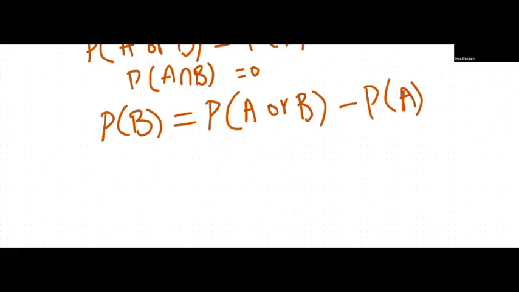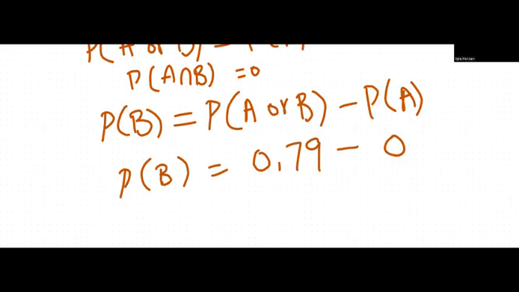So we have to substitute the values in this equation. So P of B equals, we have the value of this function, which is 0.79 minus 0.42. I'm going to write the answer after this fraction. So we get the answer: 0.37 is P of B, which is what we have to find out.